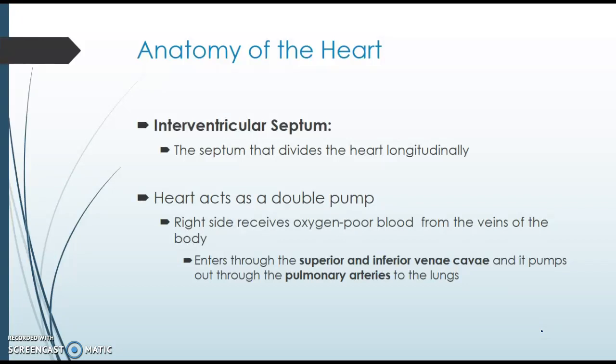And on the right side of the heart, you're going to have blood entering into the heart from what we call the superior and inferior vena cava, which are super large veins. And it's going to pump out of the right side of the heart through what we call the pulmonary arteries, which go to the lungs.